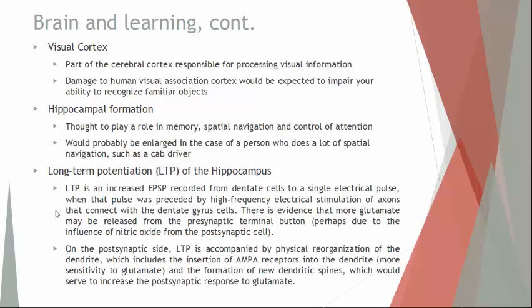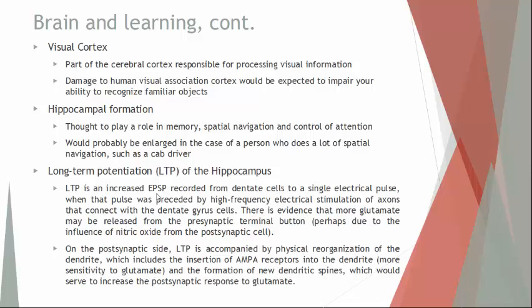So the first one: the LTP is an increased EPSP that's recorded from dentate cells in a single electrical pulse, when that pulse is preceded by high-frequency electrical stimulation of axons that connect the dentate gyrus cells. Now what that's saying is the long-term potentiation is an increased EPSP, which stands for excitatory postsynaptic potential, recorded from dentate cells. Dentate cells are granular cells found in the hippocampus.